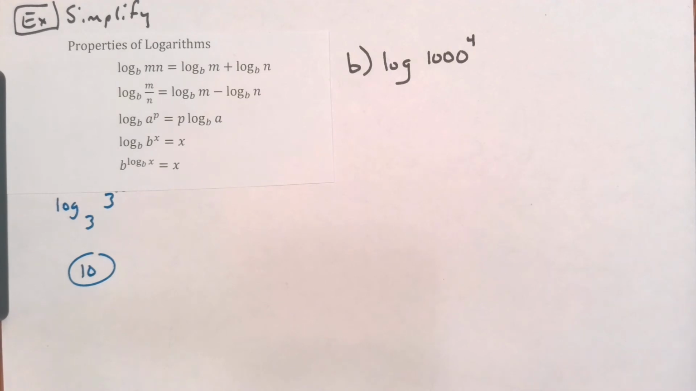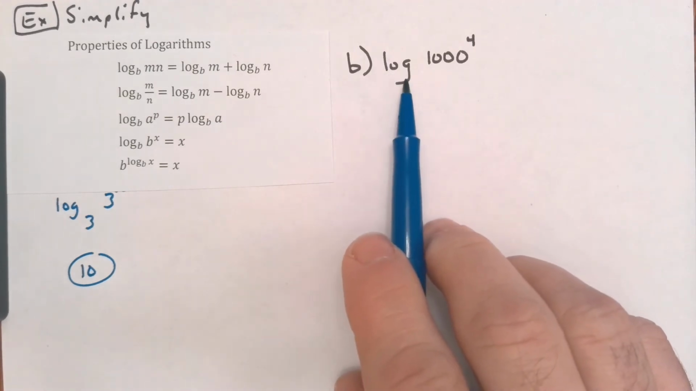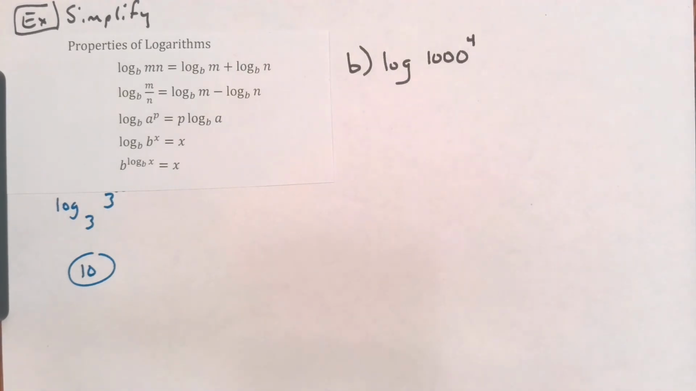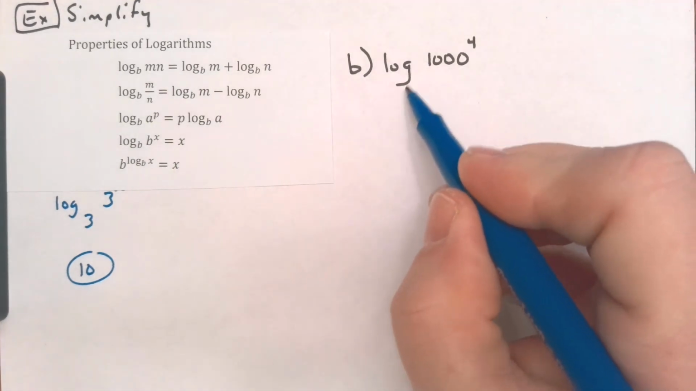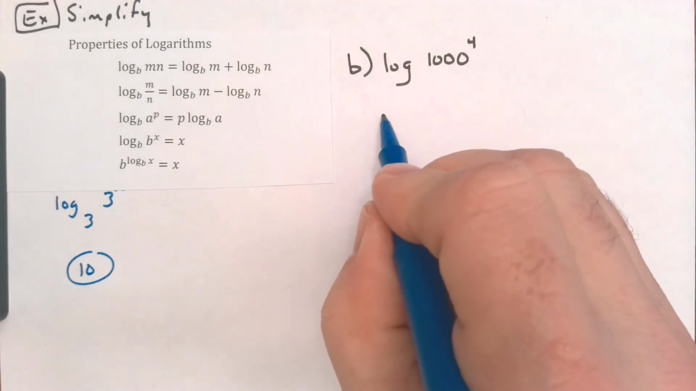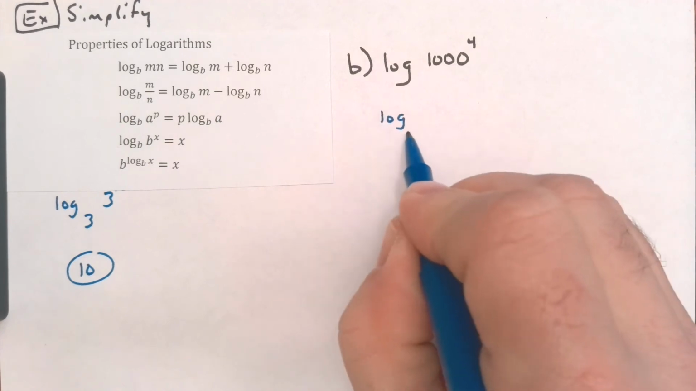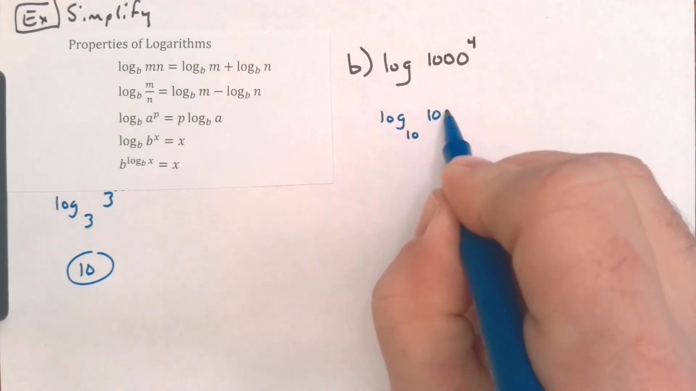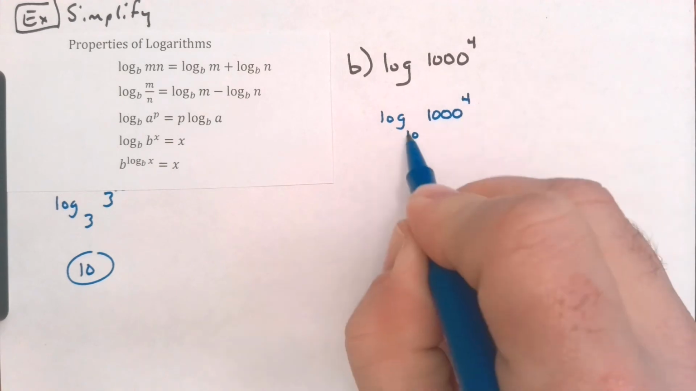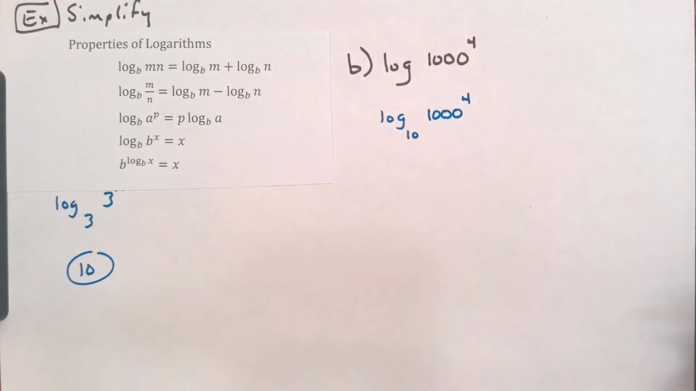For letter B, we'll do the same thing. We have log of 1,000 raised to the 4th power. Remember that if there is no base written with the log, that really is log base 10. They just don't write it in, usually. If it is log base 10, they just write it as log.